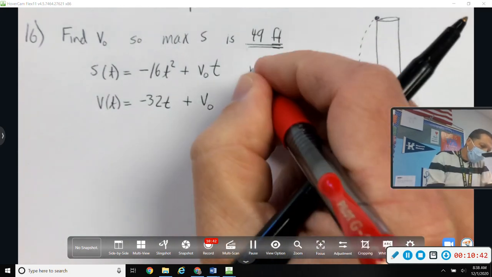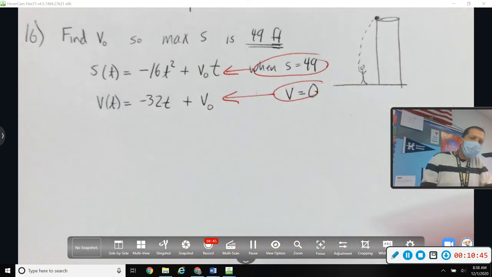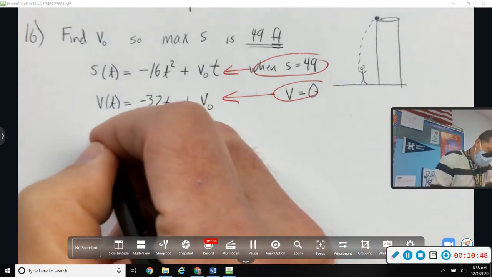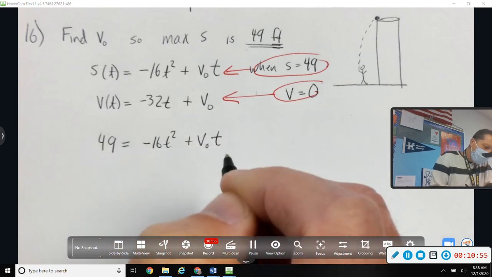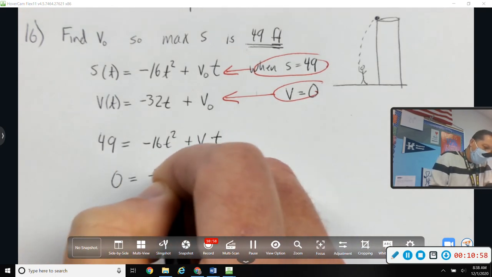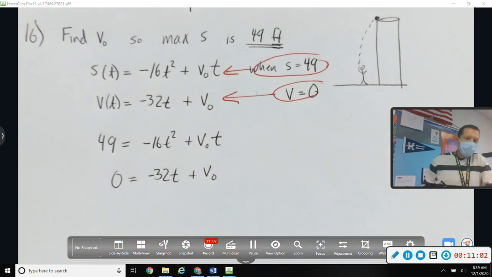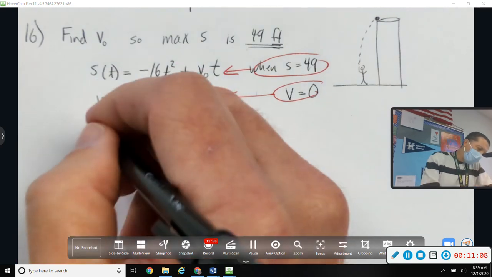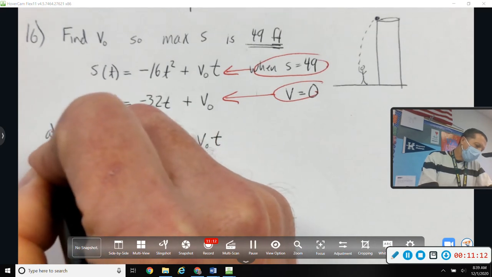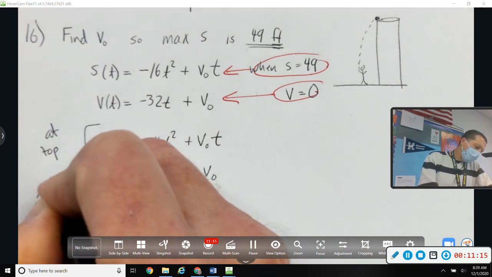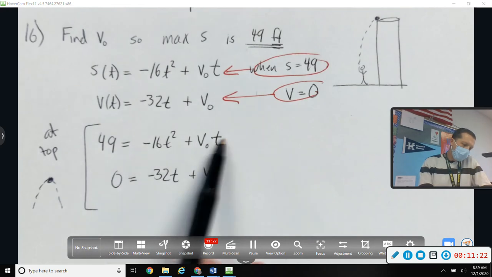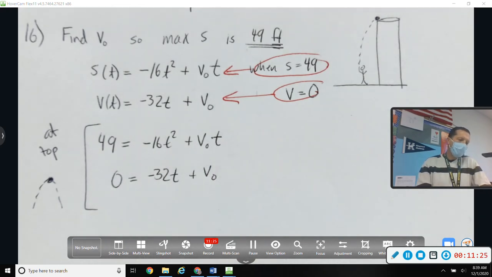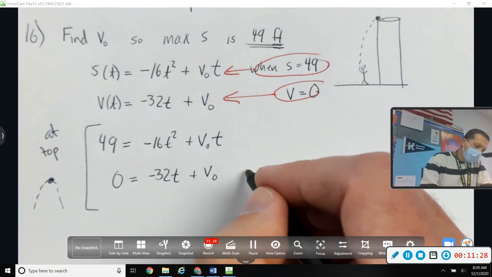So when S is 49, that'll go into this equation. V is 0, that'll go into that equation. And we'll see what that gets us. So 49 equals negative 16t squared plus V0t. And 0 equals negative 32t plus V0. And those go together because that's at the top of the flight, at the top of the parabola, at the top of the throw. So I've got two equations and I have two unknowns, t and V0. So now this is an algebra 1 problem.